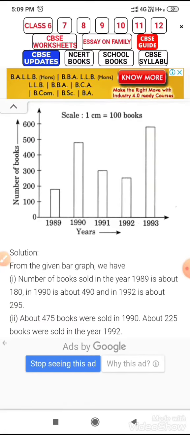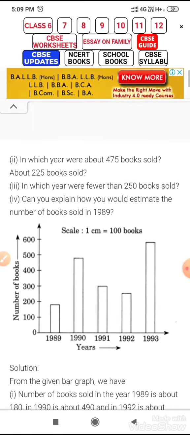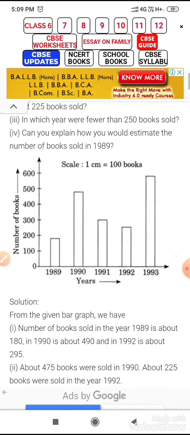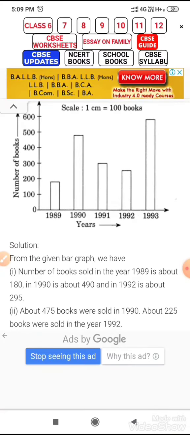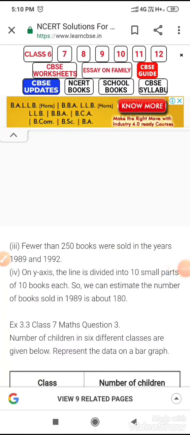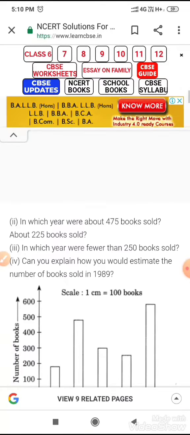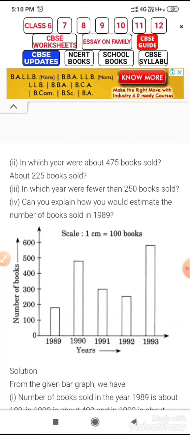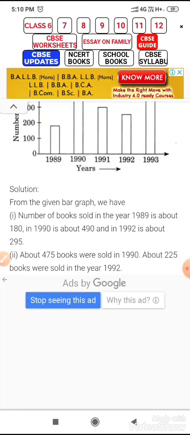The second part of this question is, in which year were fewer than 250 books sold? Fewer than 250 books were sold in the years 1989 and 1992. Now move to the third part of the question: in which year were about 475 books sold and about 225 books sold? About 475 books were sold in the year 1990 and about 225 books were sold in the year 1992.